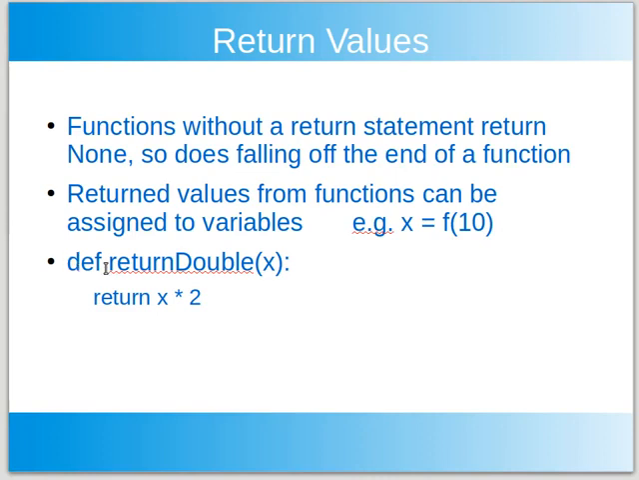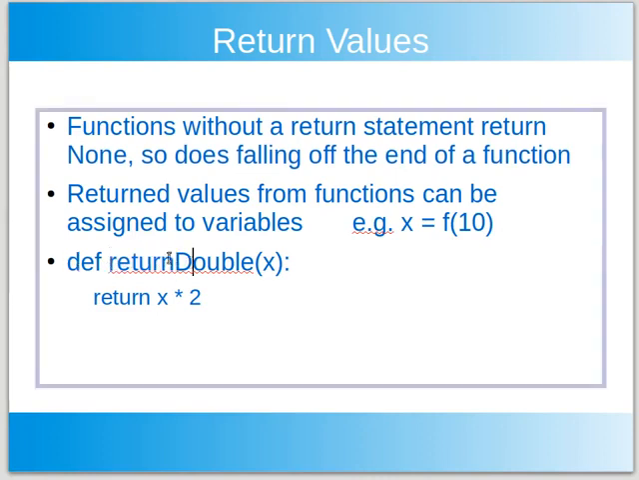So a quick example here for how you would declare it would be: def double, here's the parameter x, colon, and return x times 2. So anything that we pass in for x would get returned times 2.